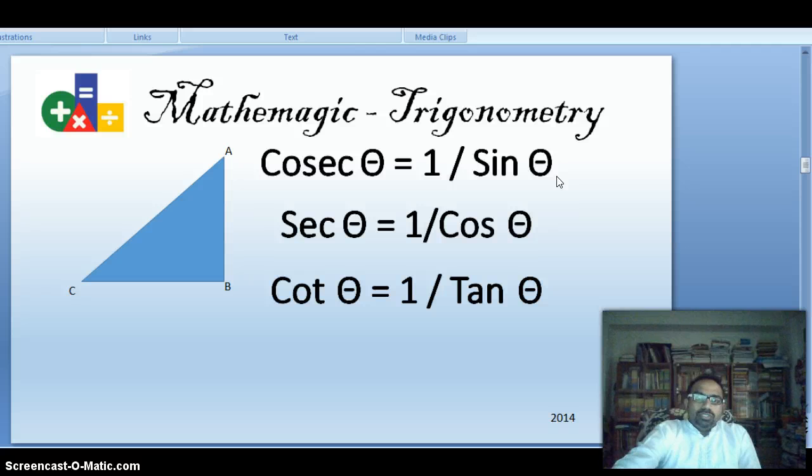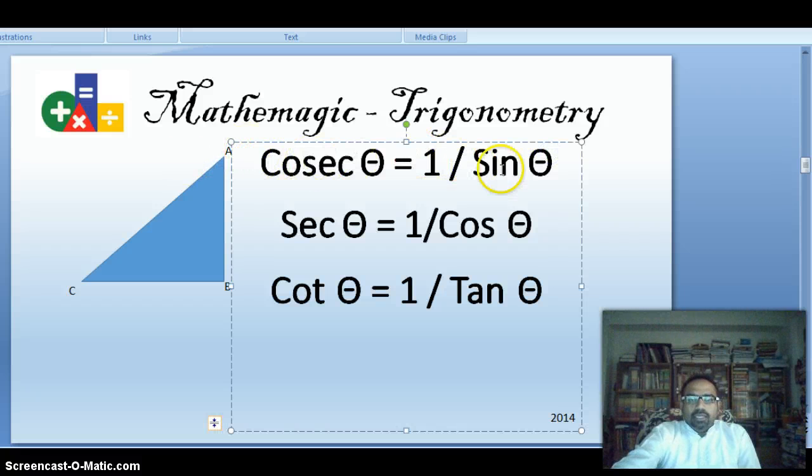Going forward, let's see what other relationships there are. There is something known as cosecant. What is the cosecant of an angle? That is nothing but the inverse of sine. So C and S are always inverse. Cosecant is equal to 1 by sine. Then what is secant of theta? Secant is equal to 1 by cos theta. Next we have cot theta, which is equal to 1 by tan theta, the inverse of tan. So the inverses of sine, cosine, and tangent are cosecant, secant, and cot respectively.